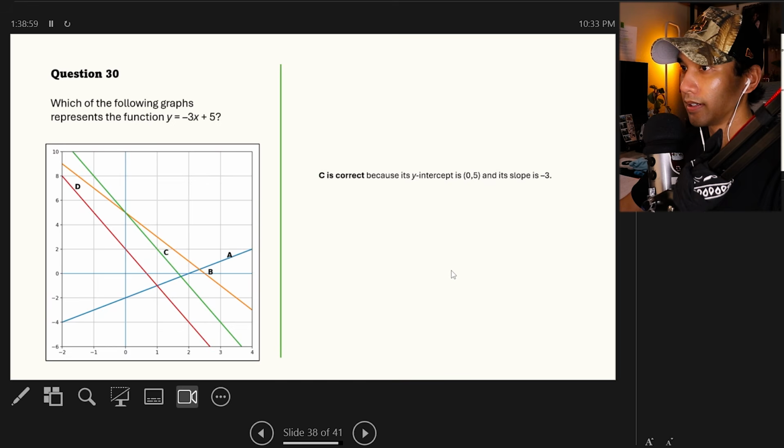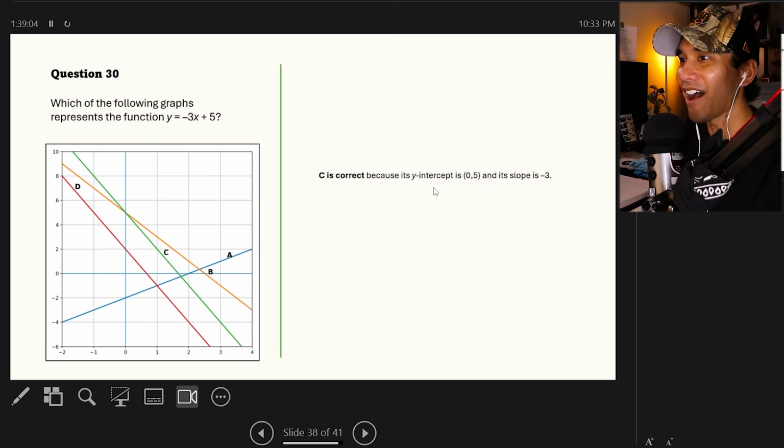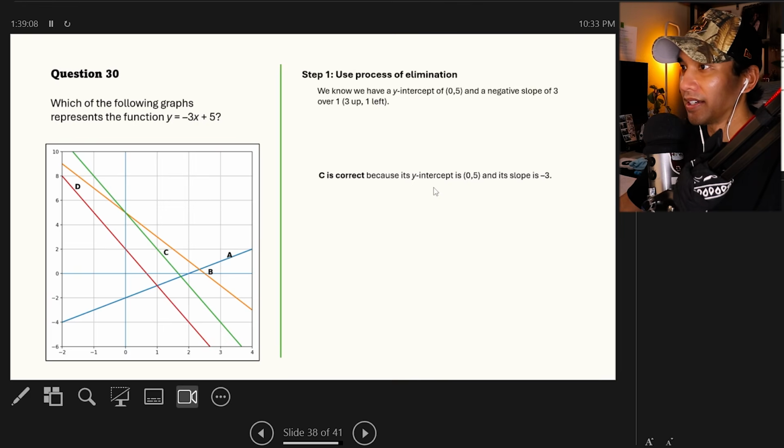Easy. All right. C is correct. y equals -3x plus 5. So again, it's just process of elimination. We know that we have a y-intercept at (0, 5) and a negative slope of 3. So negative goes like this, so we can rule out A. And then we have a y-intercept at 5, so it could be C or B. We could eliminate D. So now we just have to figure out the slope.